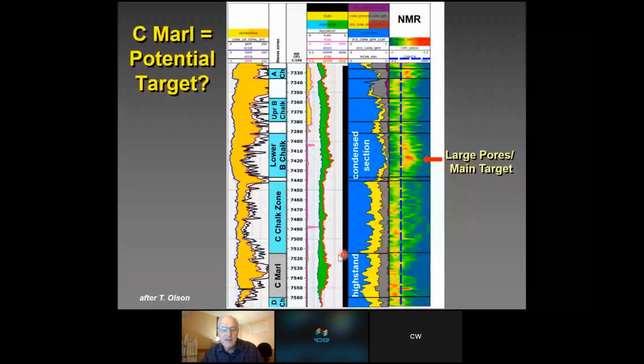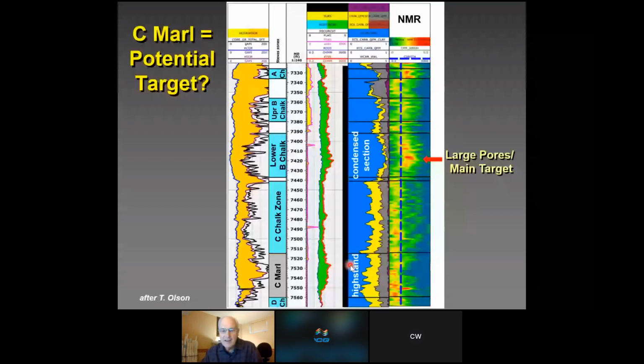But down here in the marl, the most organic rich zone, so here's the attempt at this delta log R showing that there's more organic matter. We don't know whether it's movable oil or not. Turns out it is a lot of movable oil. Some of it is also organic matter.